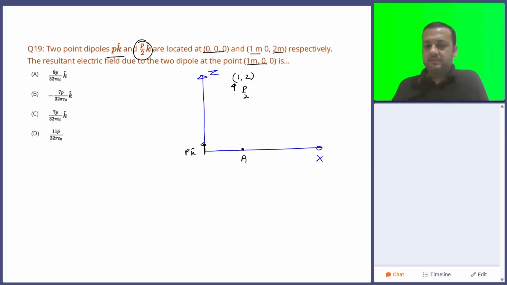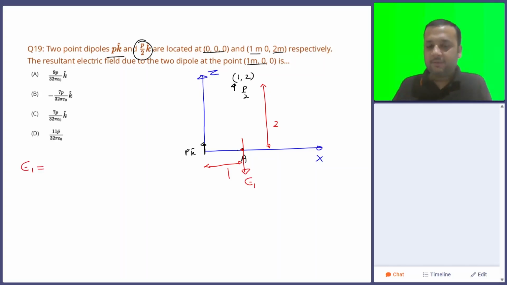Now see, this distance is 1 meter, and this distance is 2 meters. Correct. And point A is the equatorial point for the first dipole, which is kept at the origin. So because of this dipole, the electric field will be in the negative k direction, which is E1. So what is the value of E1?